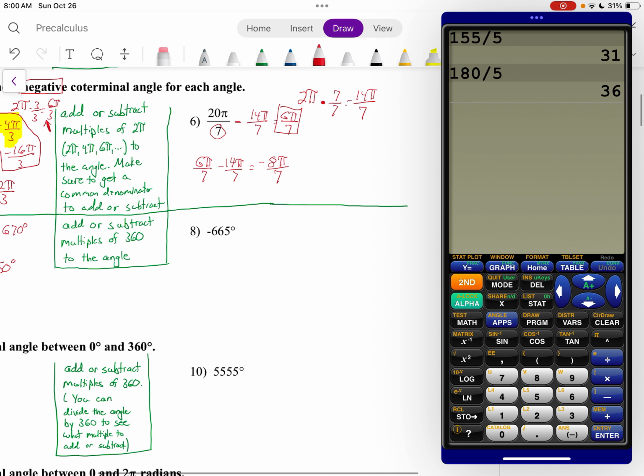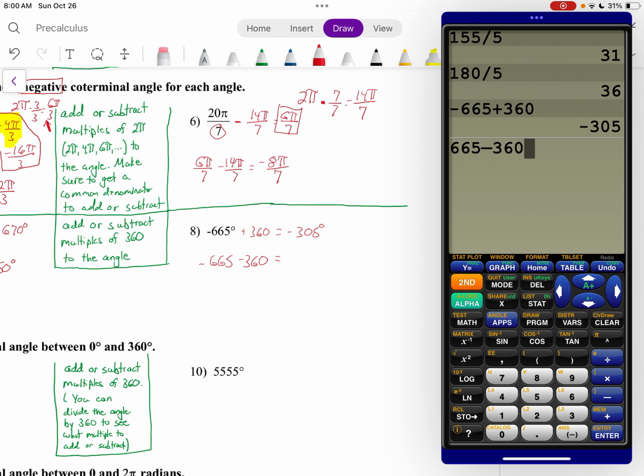Number 8, we could add 360 to get another negative. So we could take negative 665, add 360 degrees, and that will give us negative 305 degrees. So there's a negative coterminal angle. Kind of like before, we could have subtracted 360. Negative 665 minus 360 gives us negative 1025. So both of those are good options for a negative coterminal angle.